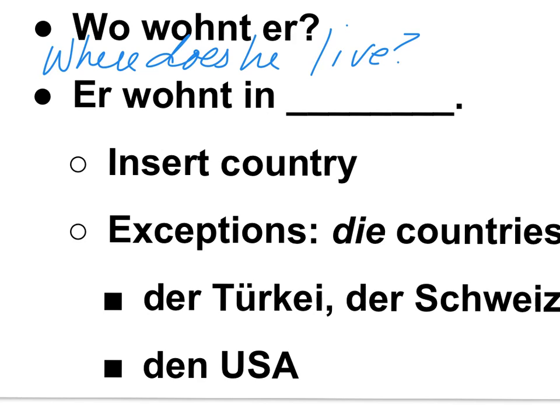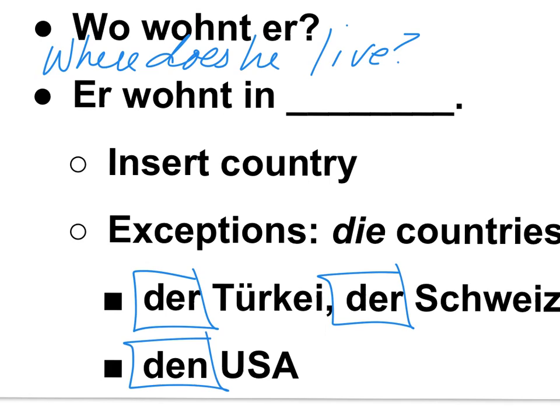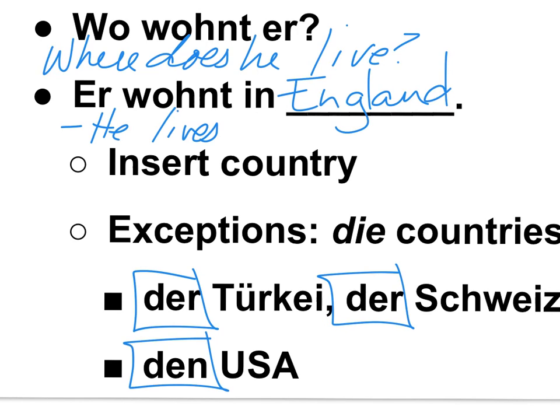So er wohnt in, and then you put in the place. Okay. Same thing as before though. If it was a regular D word, change it to der. If it was plural, then it changes to den. Okay, so er wohnt in England, or whatever. What does that mean? He lives in England. So you could say er lebt in England, and that works too.